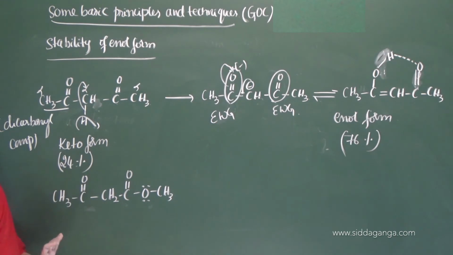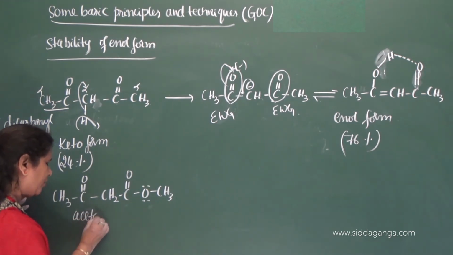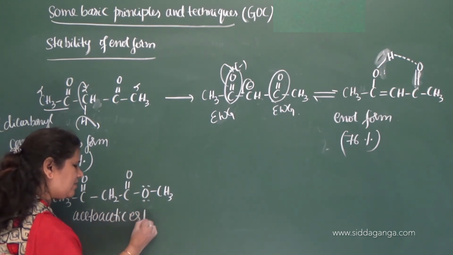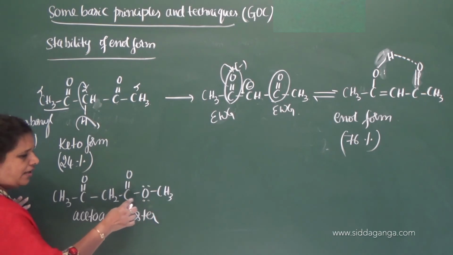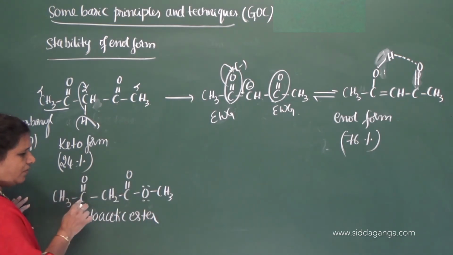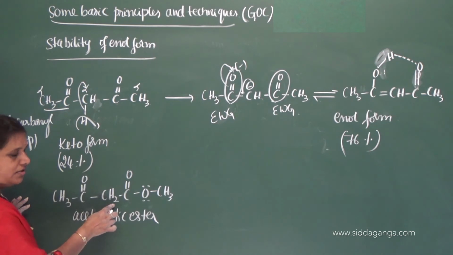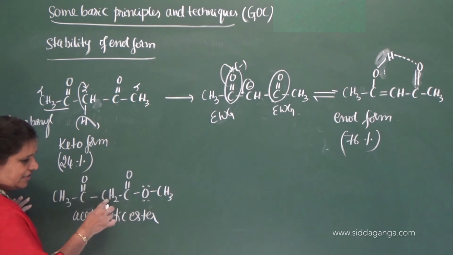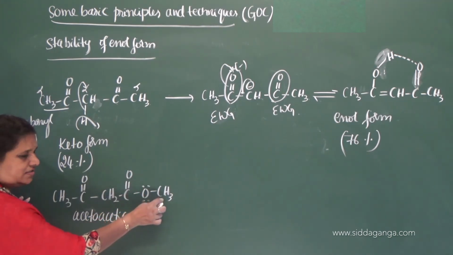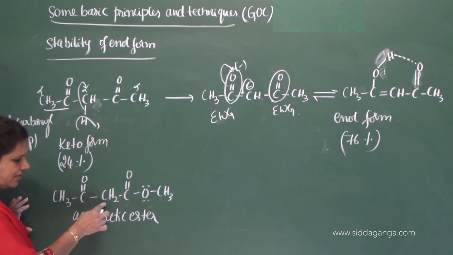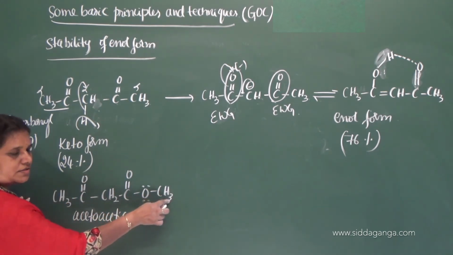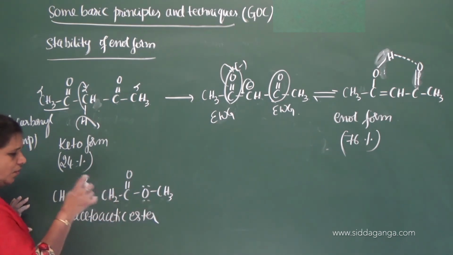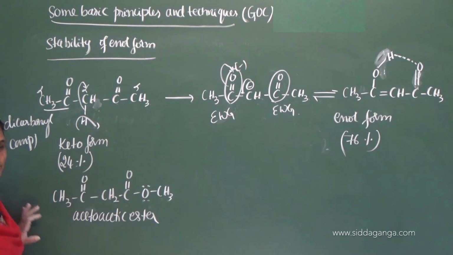Acetoacetic ester. What is this called? Acetic ester. The ester group is there, and this is an ester, acetoacetic ester. If it were CH3COOCH3, we would call it methyl acetate. This is acetoacetic ester. So one more acetyl group is attached to the methyl acetate. One is the ketone group, another one is the ester group here.